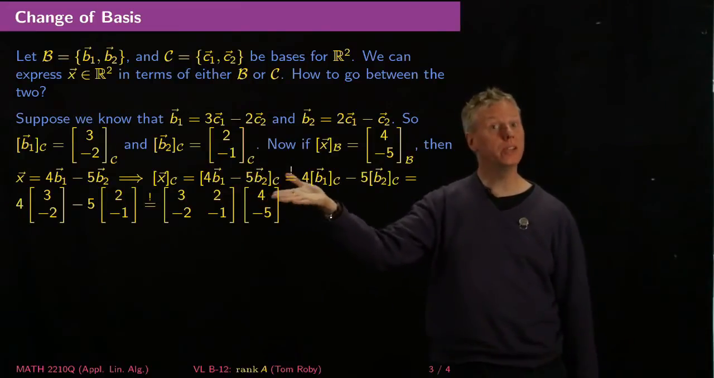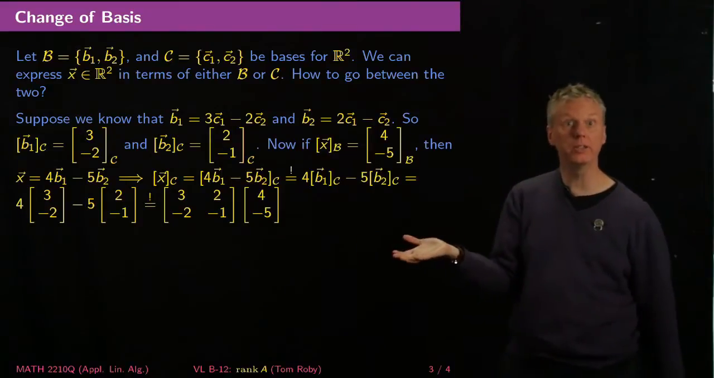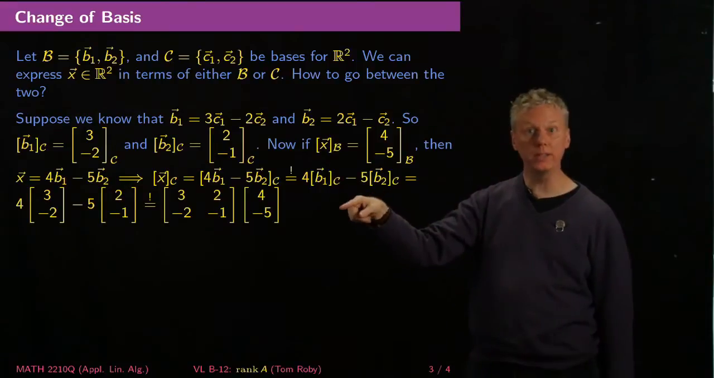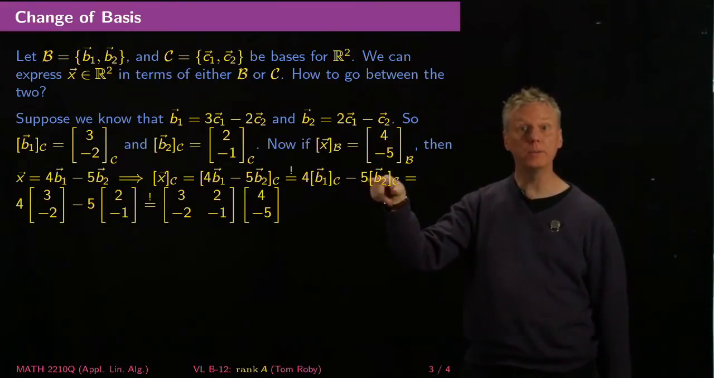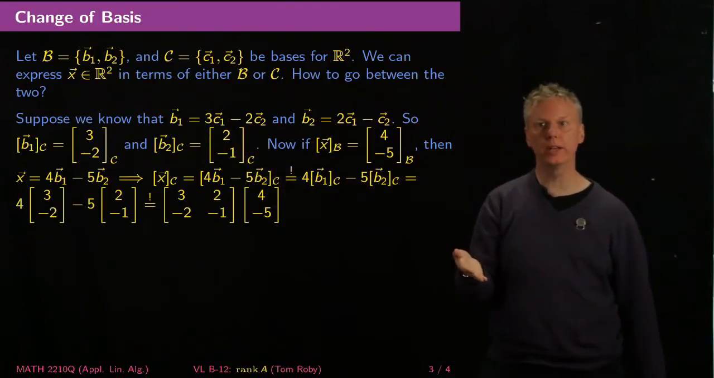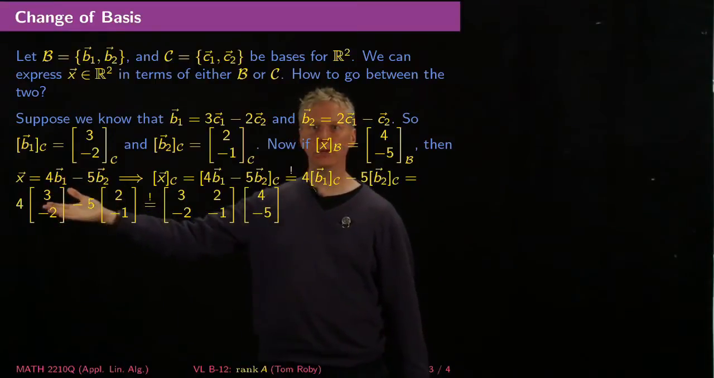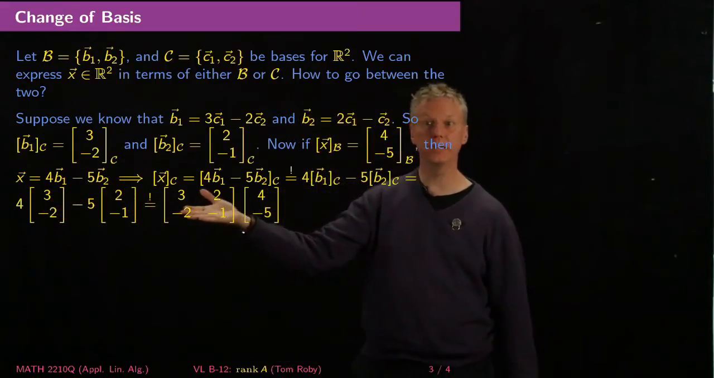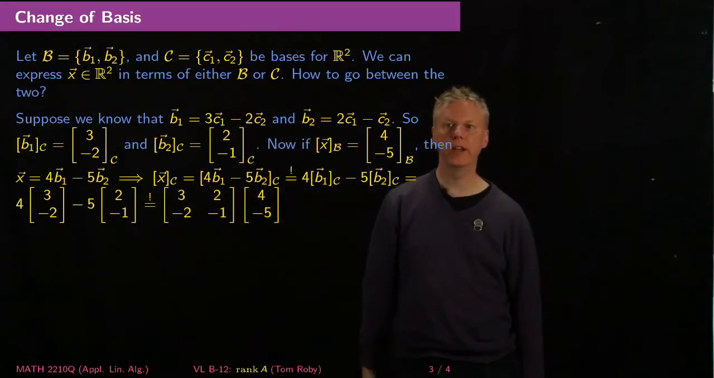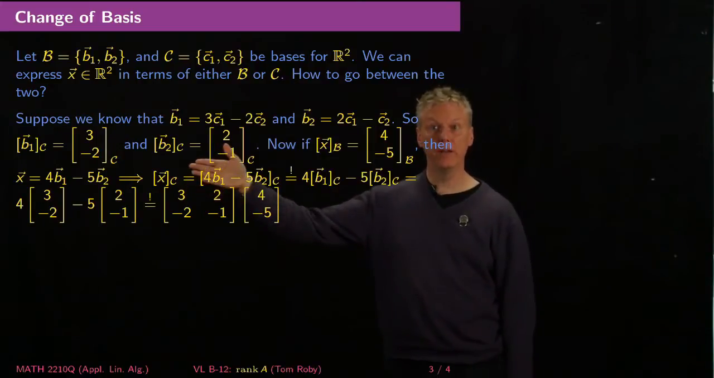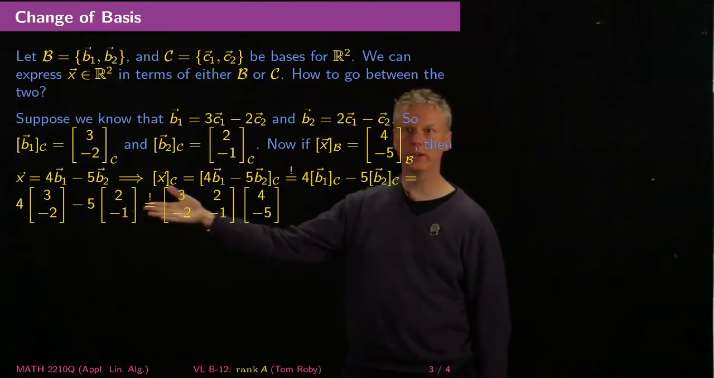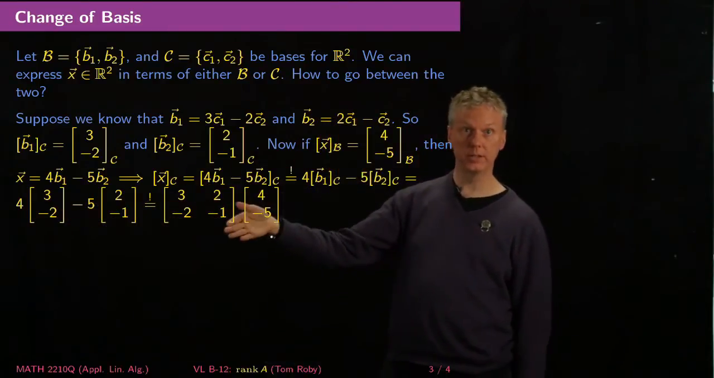But the coordinate map is linear. Remember that it's a linear transformation, in fact, a linear isomorphism. So that means this is the same thing as 4 times B1 in C coordinates minus 5 times B2 in C coordinates. I know what B1 and B2 are in C coordinates, so I get 4 times B1 in C coordinates minus 5 times B2 in C coordinates. And that's, by our original definition of matrix-vector multiplication, just equal to this matrix times (4, -5), right? The (4, -5) linear combination of these columns is just that matrix.